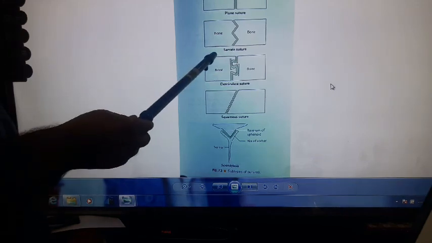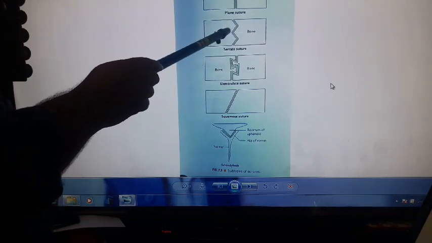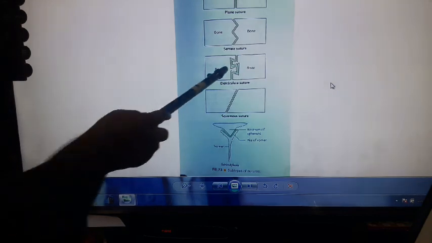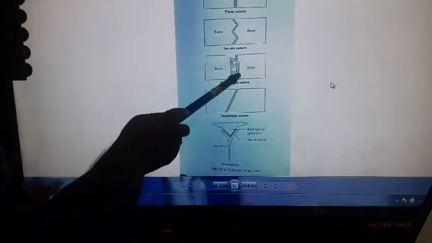The second one is the serrate suture. Serrate suture is irregular in shape, in a zigzag manner. Between the two bones there is a zigzag pattern, and we call it a serrate suture. Then the denticulate suture. There are dents here. Dent means teeth. Teeth-like structures project towards the other bone. This type we call denticulate.